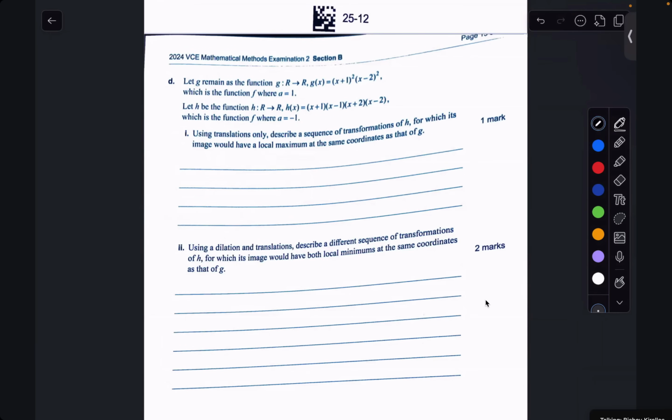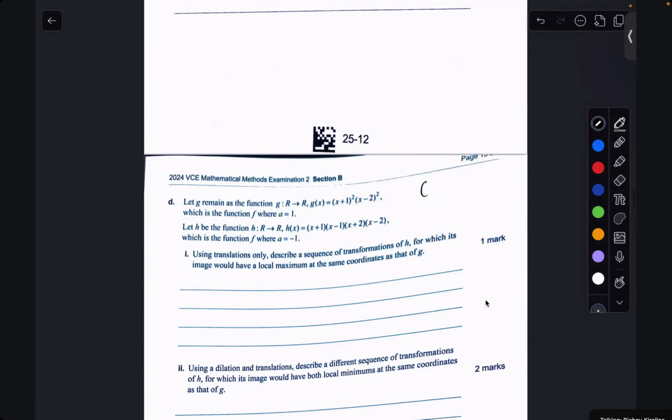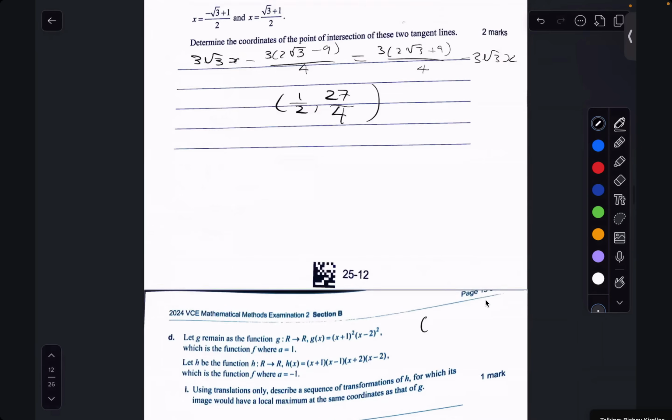Let g remain as the function, where a is 1. Let h be a different one, where a is -1. Using translations only, describe a sequence of transformations for h for which its image would have a local maximum at the same coordinates as that of g. So the coordinates of the maximum was 1/2, 81 on 16.